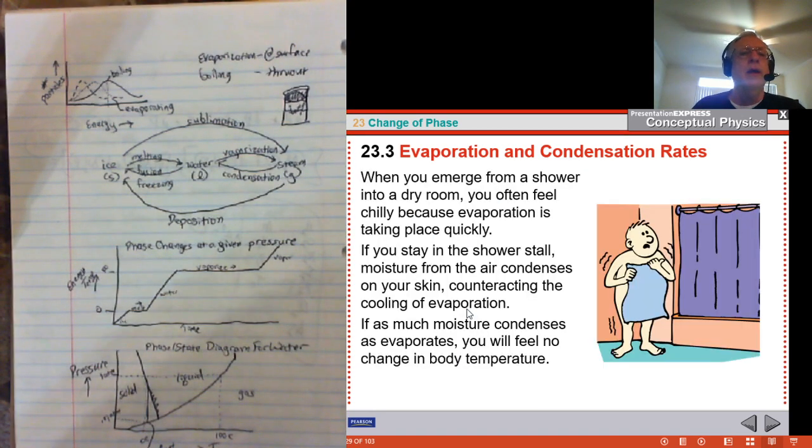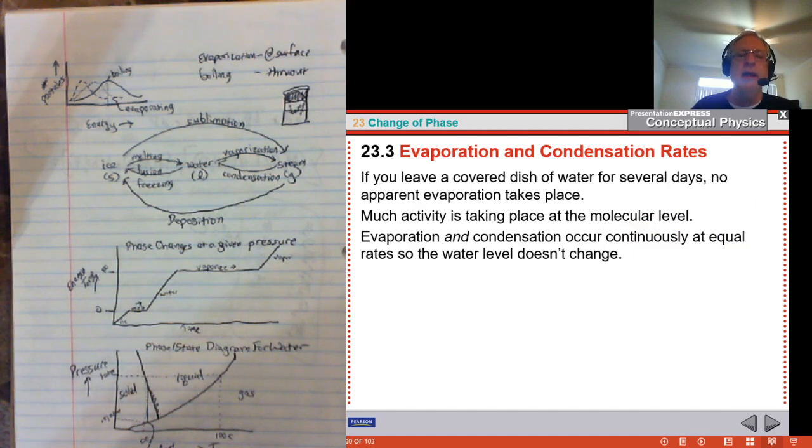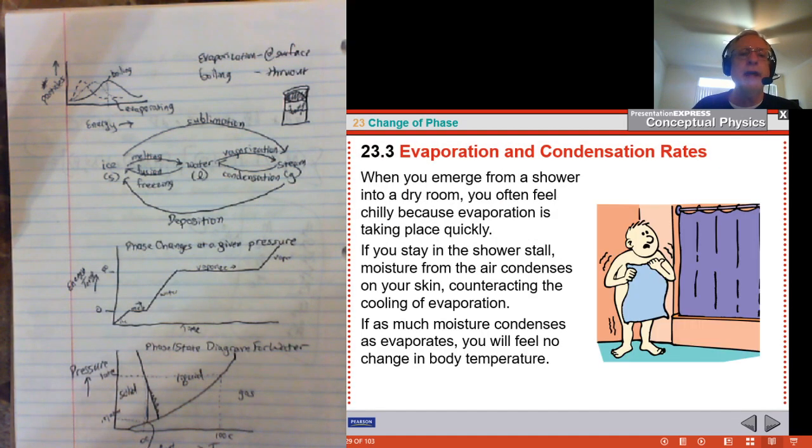Okay. So when you emerge from a shower in a dry room, you feel cold because evaporation is winning, and evaporation is a cooling process. If you do the opposite and go into a steaming sauna, you feel warm because the hot moisture is warming you. It's condensing on you instead of evaporating off of you.